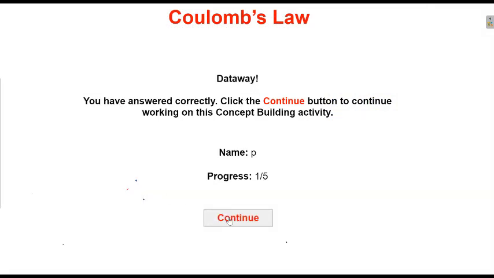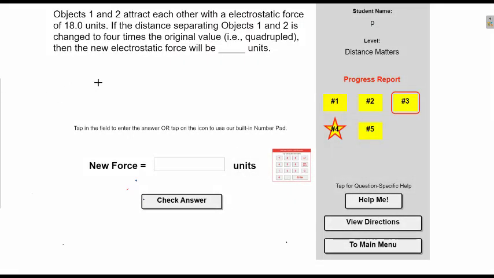Okay, let's try another one. All right, the force is 18. The distance changed to 4 times its original value. So it's going down, right? But 4 times, well, remember that square, so that would be 16. So I'd have to do 16 here. Let's do that on the calculator. So 18 divided by 16, 1.125.